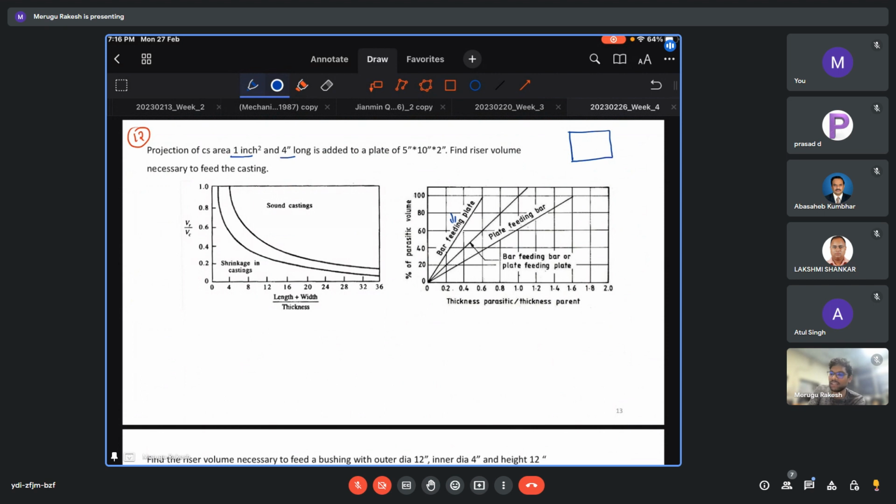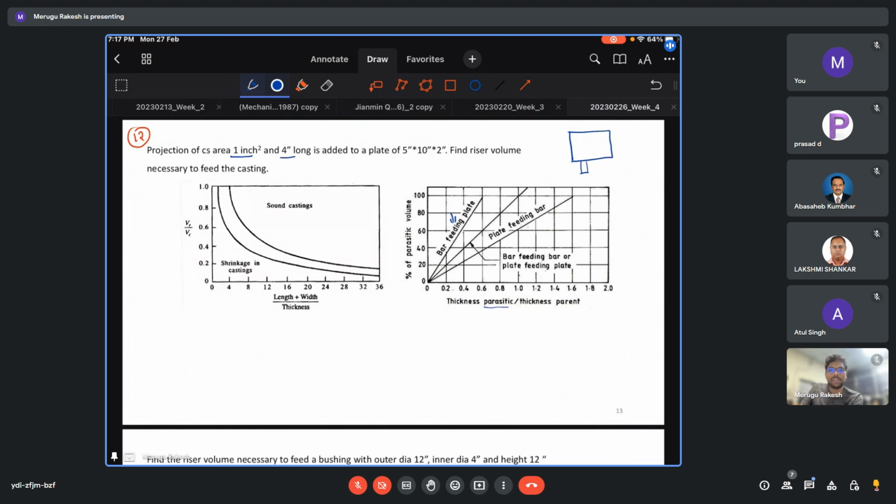We can classify this according to the thickness values. If the length by width by thickness is greater than 4 times the thickness, then we call it a plate. Or if it is less than 3 times the thickness, then it is called a bar. So here we take it as a bar. Now we have to calculate the thickness of the parasitic, or appendages, by the thickness of the parent. That's why it is also called parasitic, because it is an extension to the main casting part. If we get that value, we can get the percentage of parasitic volume.